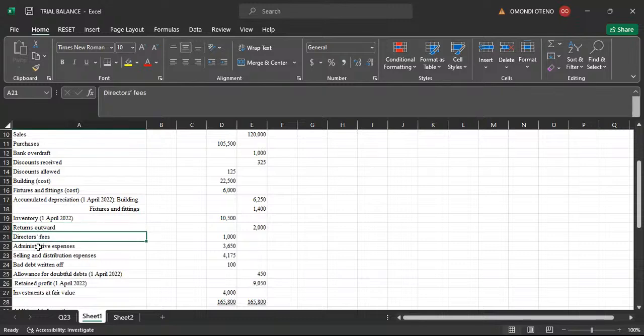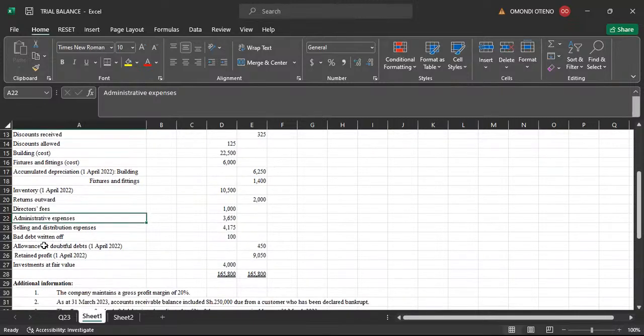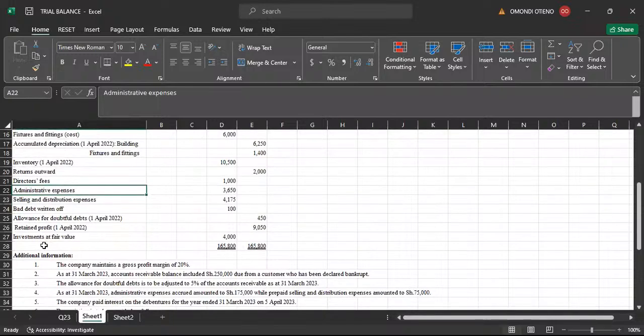Director's fee, those are now expenses. Administrative expenses, selling and distribution. Bad debts written off, those are expenses. Allowance for doubtful debts at the beginning of the period. That is provision for doubtful debts. Retained profit as at 1st of April 2022 is this figure.